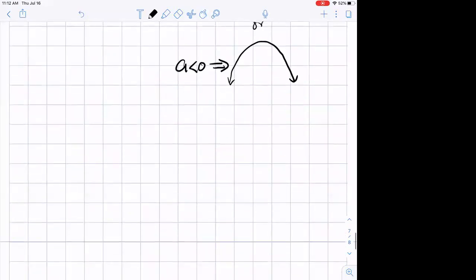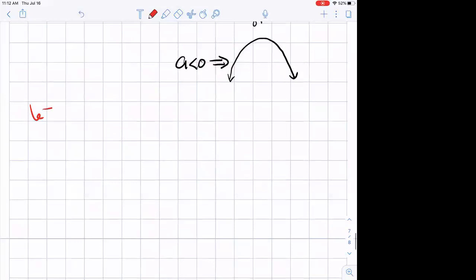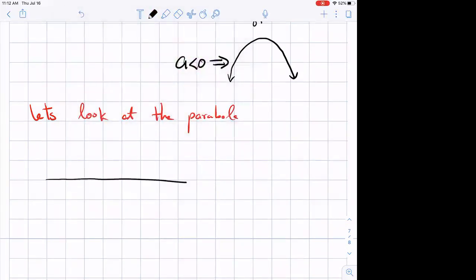So there's something unique about the parabola. Let's look at the parabola. You guys are not talking when I talk to you. Who did I ask?